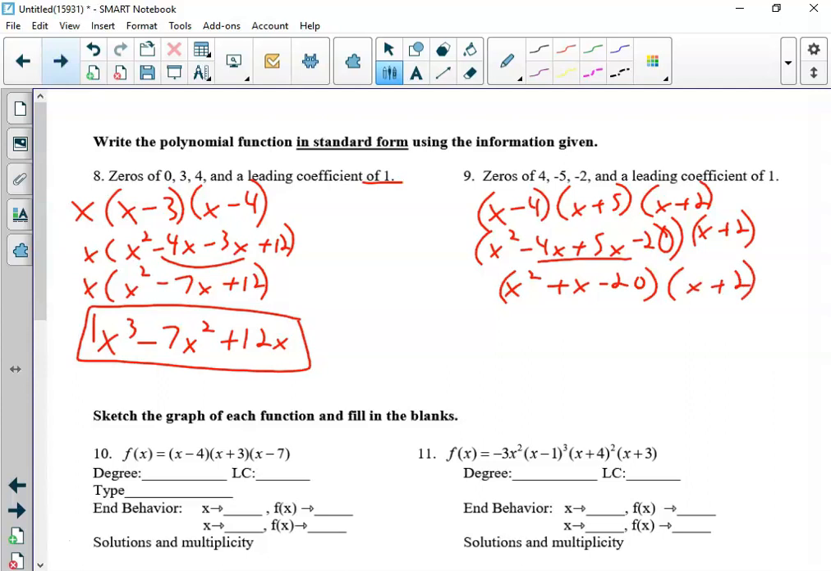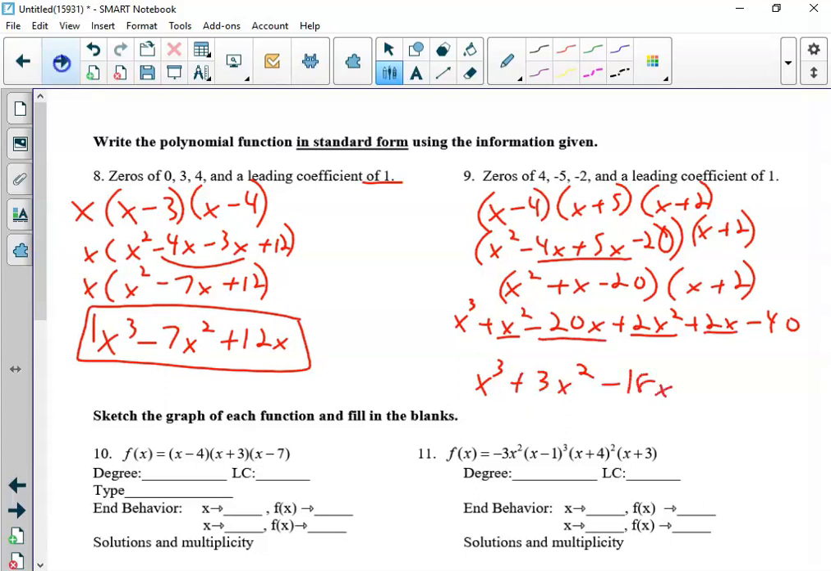Now I just send the x in. X cubed plus x squared minus 20x. Now I send the 2 in. Plus 2x squared plus 2x minus 40. There's nobody for the x cubed. X squared plus 2x squared is plus 3x squared. Negative 20x plus 2x is negative 18x. And the minus 40 is just minus 40. Standard form. Notice I have a lead coefficient of positive 1.